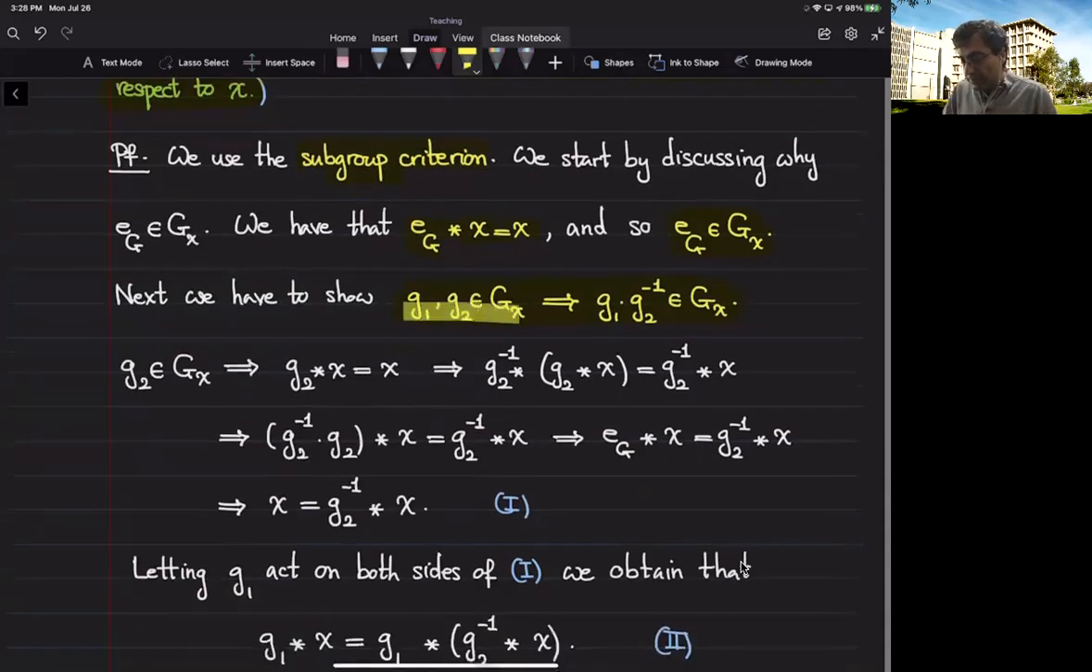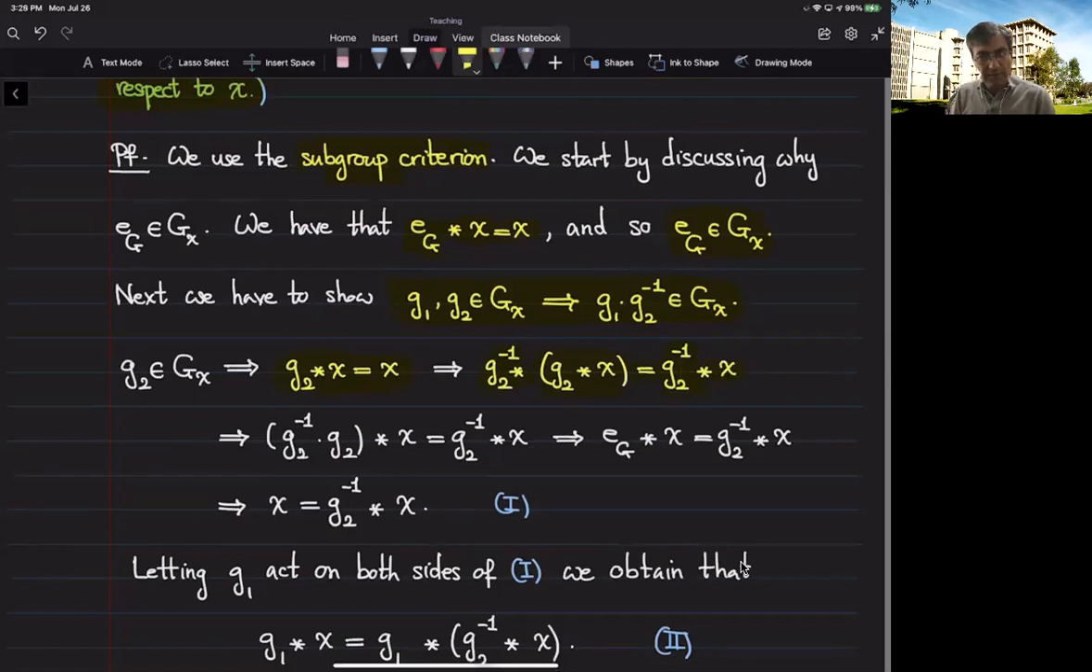Okay, let's start with the hypothesis. Knowing that G1 and G2 belong to G sub X means neither of them moves X. That means G sub 2 star X is X, and the same is true for G sub 1 star X. But we'll come back to G sub 1 later. As you can see here, I need to get some information about G2 inverse, and that's why I'm going to let G sub 2 inverse act on both sides of this equation. By letting it act on this side, I get G sub 2 inverse star of G2 star X, and on this side I get G sub 2 inverse star X.